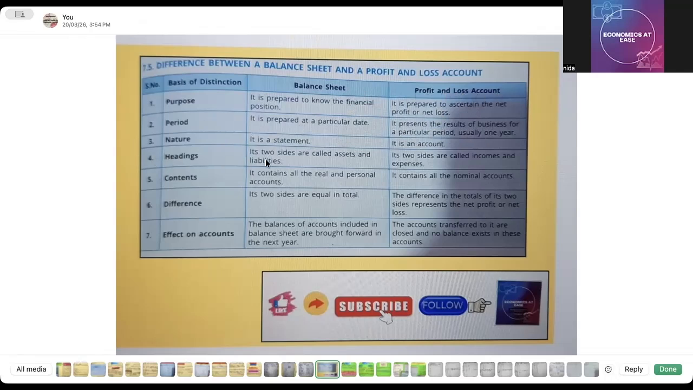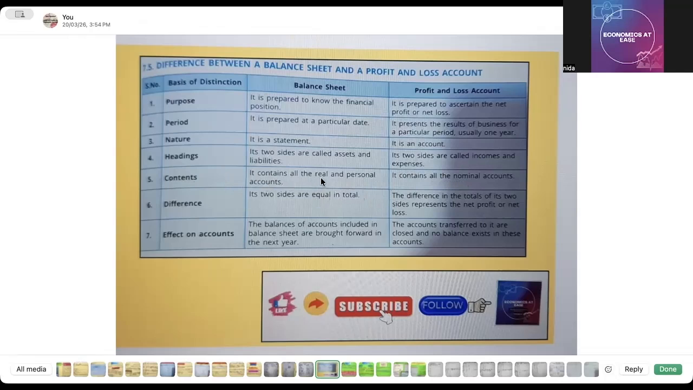Then headings. Balance sheet has two sides, that is assets and liabilities, and profit and loss also have two sides, but it is called incomes and expenses. Okay, लेकिन हम क्या करते हैं? Particulars लिख देते हैं, right? Then contents, अभी आप जब करेंगे practice then you will come to know. Contents, it contains all the real and personal accounts, that is the balance sheet, and profit and loss account contains all the nominal accounts. It means all the expenses and losses are debited and all the incomes and gains are credited, right? You should know the rules. अगर नहीं याद है आपको तो ये जितना आपको काम आना है you should know. Okay, because the questions can be asked like this also.